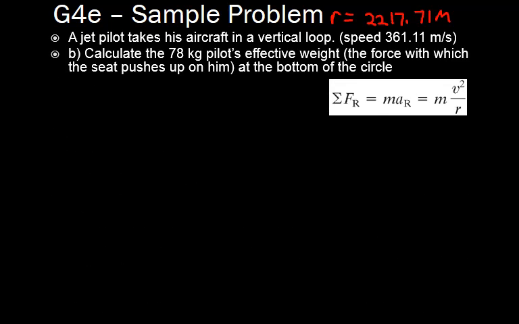Okay, so now what we're going to do is calculate the pilot's effective weight at the top of the circle. At the top of the circle, you're going to need a new free body diagram and a new sum of the forces, and we'll assume that the aircraft is still going 361.11 meters per second. So go ahead and pause the clip and give this a try with the free body diagram, then the sum of the forces, and figure out what the normal force would be on him at the top. Then hit play to continue.